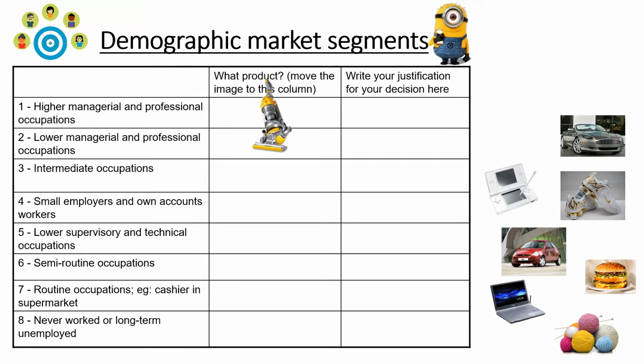Your job is to now move the rest of the products into who you think is going to buy them and move them into the middle column, and then write your justification in the right hand column. As you can see, I'd actually say there's probably not a wrong answer, but just be careful on that last bit, because we also got to look at things like income. So I don't think number 8, never worked or long-term unemployed, is going to buy the flash car. We've also got to be realistic. So that's your job for this task.